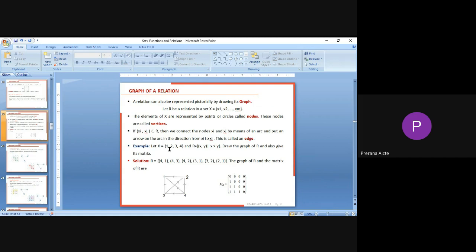Let us see the example here. X equals {1, 2, 3, 4}, and the relation is given by R equals {(x, y) such that x is greater than y}. I can draw the graph for this one. Here they have given the property that x should be greater than y, so the first element should always be greater than the second element. By following the property the pairs are: (4, 1), (4, 3), (4, 2), (3, 1), (3, 2), (2, 1). The graph related to this is like this.